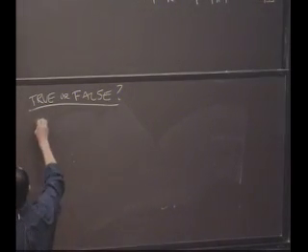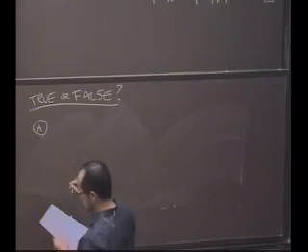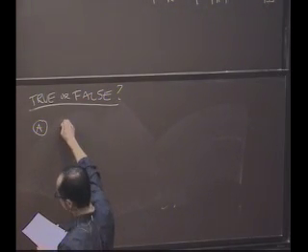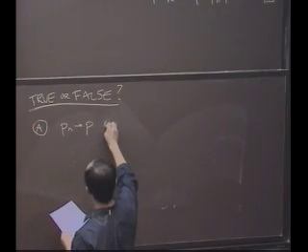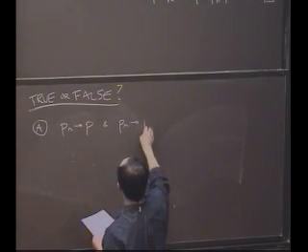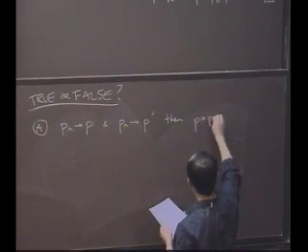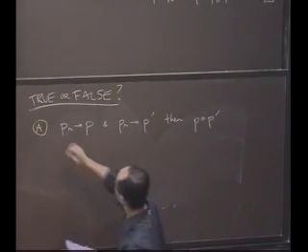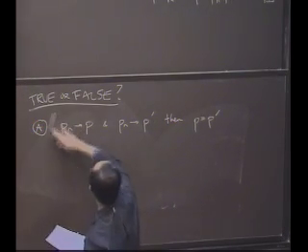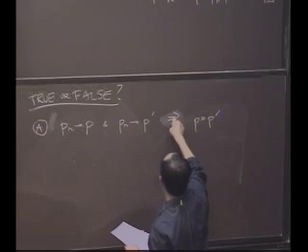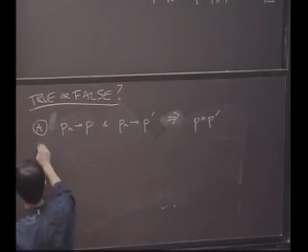I'm going to write down 6 statements, and you decide if they're true or false. Statement A, is it true that if Pn converges to P and Pn converges to P prime, then P equals P prime? True or false? In fact, let me write this as an implication here so it's easier to see. You have to decide if that's true or false.